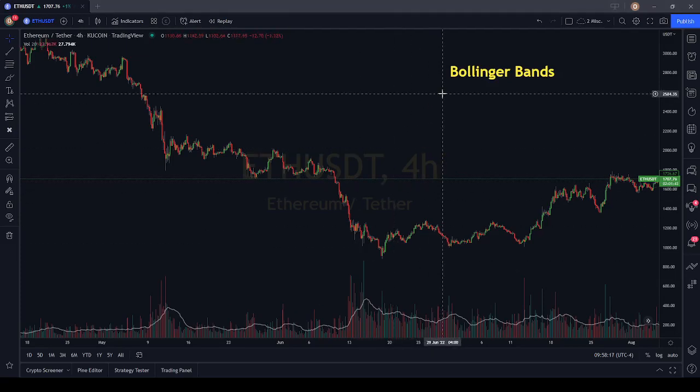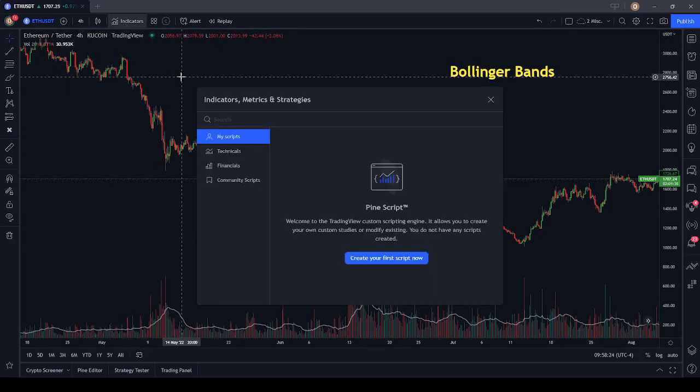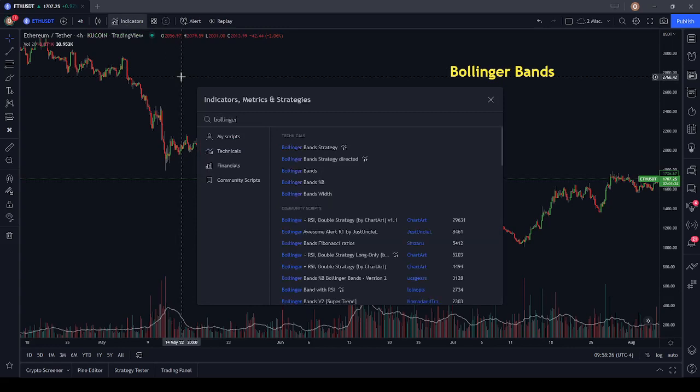Alright, let's talk about Bollinger Bands. So the first thing, how do we put Bollinger Bands on our charts? If we go to indicators, type in Bollinger, and you want the ones with no strategy, just Bollinger Bands.